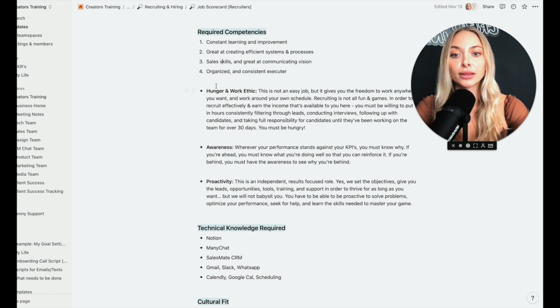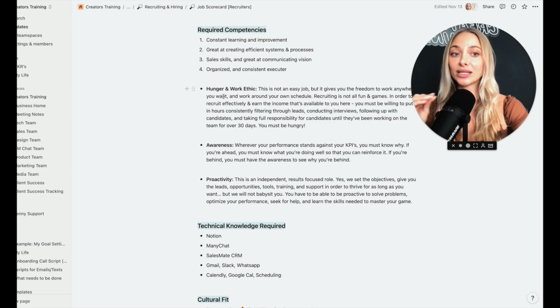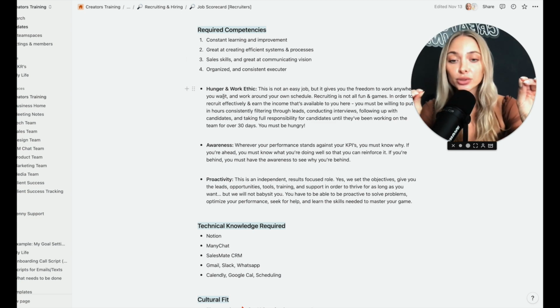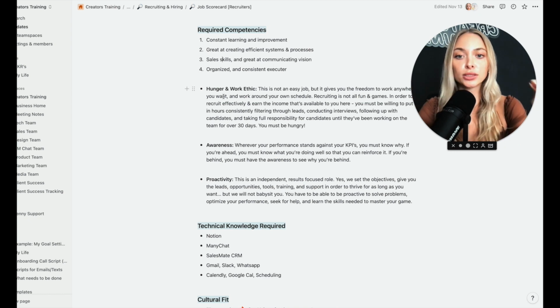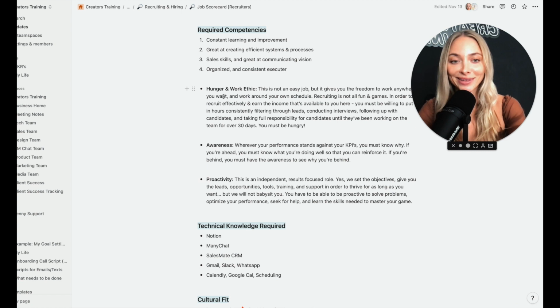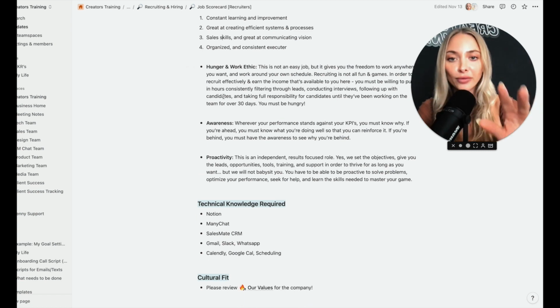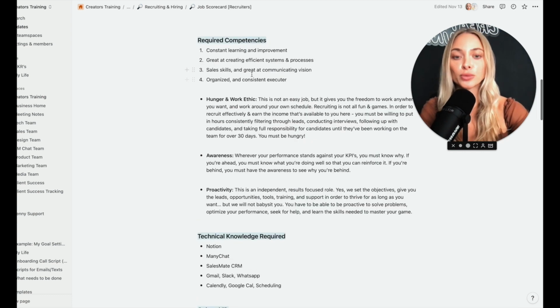And then we just outlined the most important competencies like hunger and work ethic, and all of this really depends also on your company values. So for us, it's really important to be hungry and have an insane work ethic. Otherwise, you won't make it in this company, in our company in this case. So very important to outline your values here and what you expect in terms of competencies.